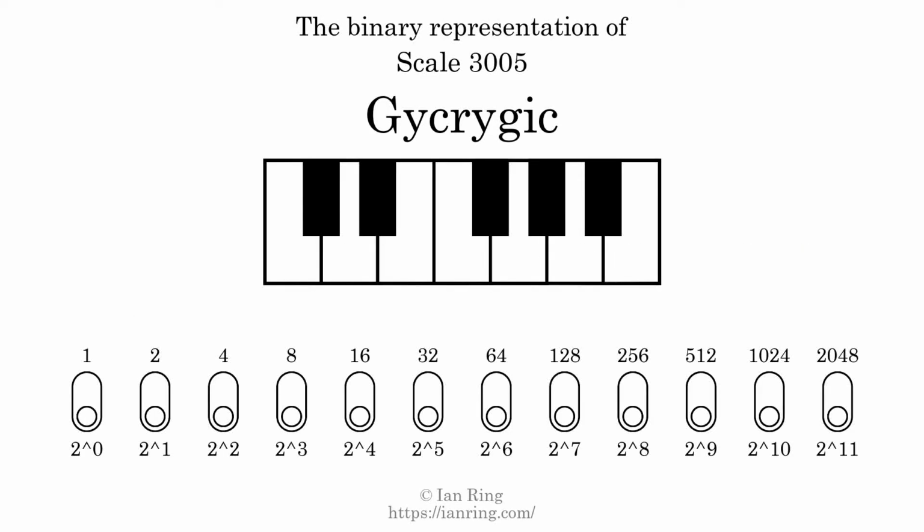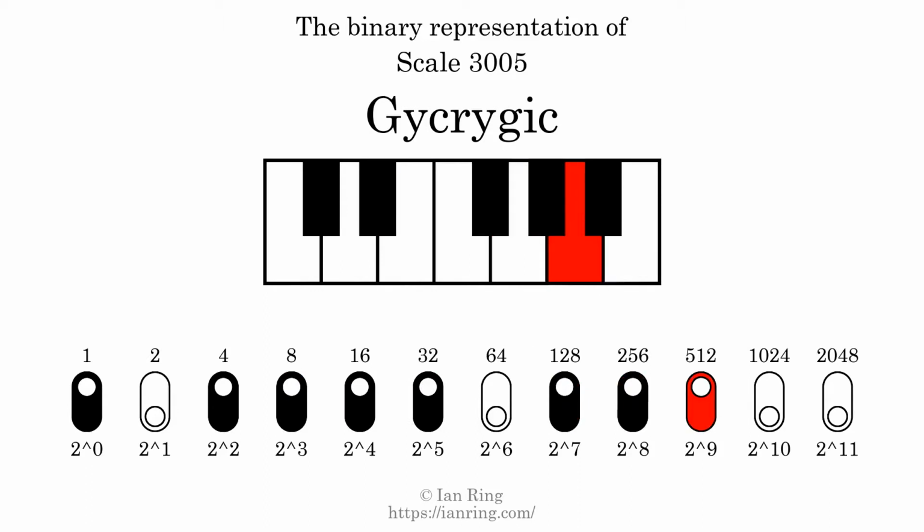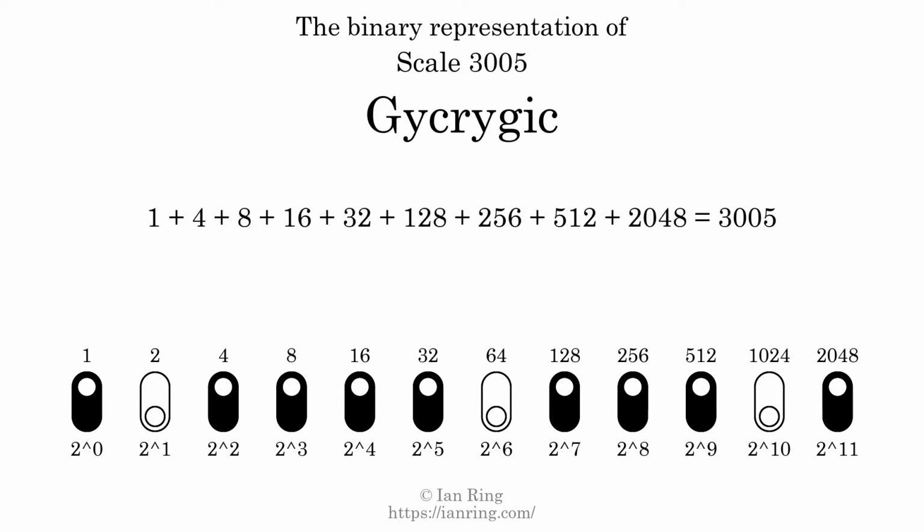The binary representation of this scale is determined by mapping tones of the scale to binary digits. Each binary digit represents a power of 2. To get the scale number, we add the powers of 2 together. The powers of 2 that are present in the scale, all added together, equals 3005. That is why the scale number, in decimal, is 3005.